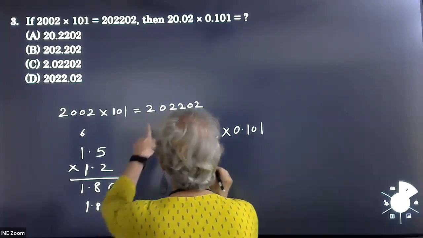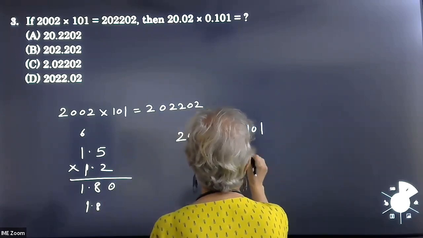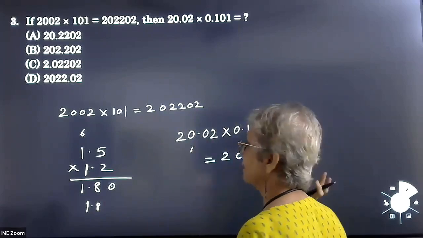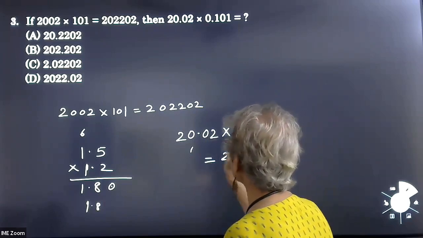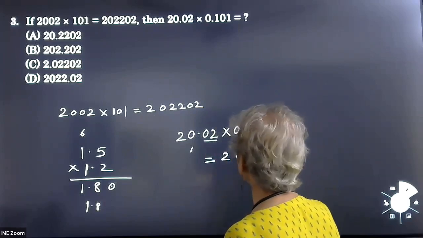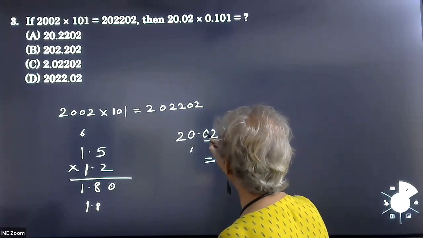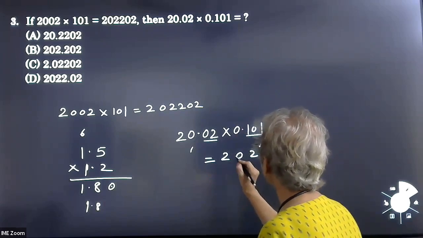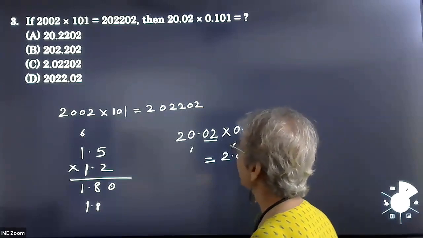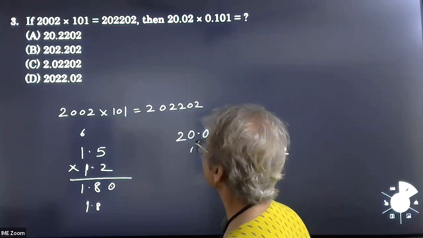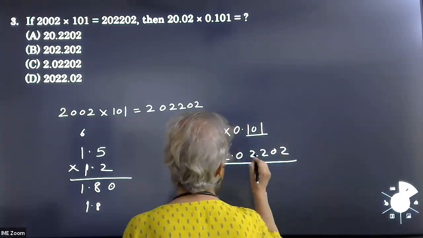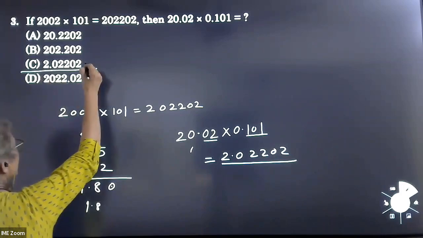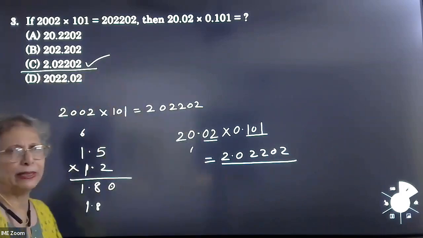0.101, right? So first write all these numbers as they are, 202202, because if we ignore the decimal point, the product will be the same. But now if the decimal points are there, count the number of digits after the decimal point. 1, 2, 3, 4, 5. And then from the right hand side, 1, 2, 3, 4, 5, and put the decimal point, right? And so which is the answer? Yes, 2.02202. C is the answer. Understood? Very simple it is.